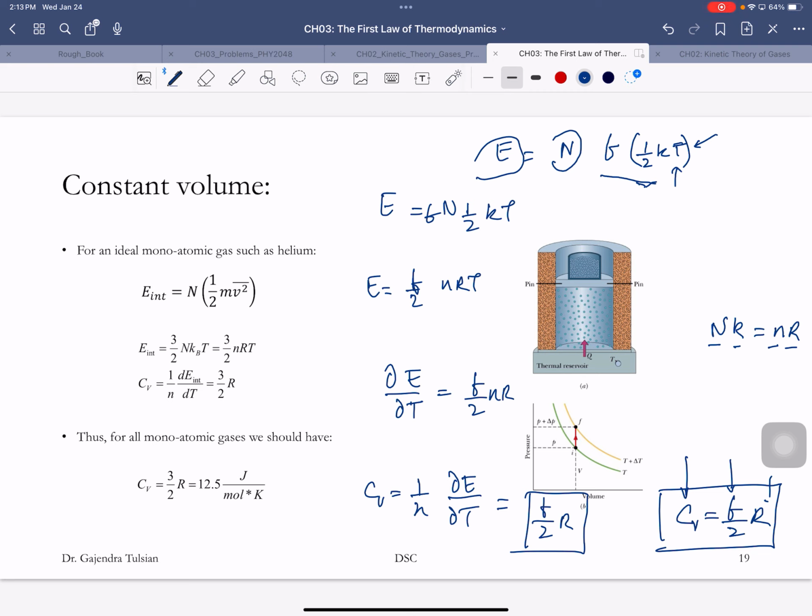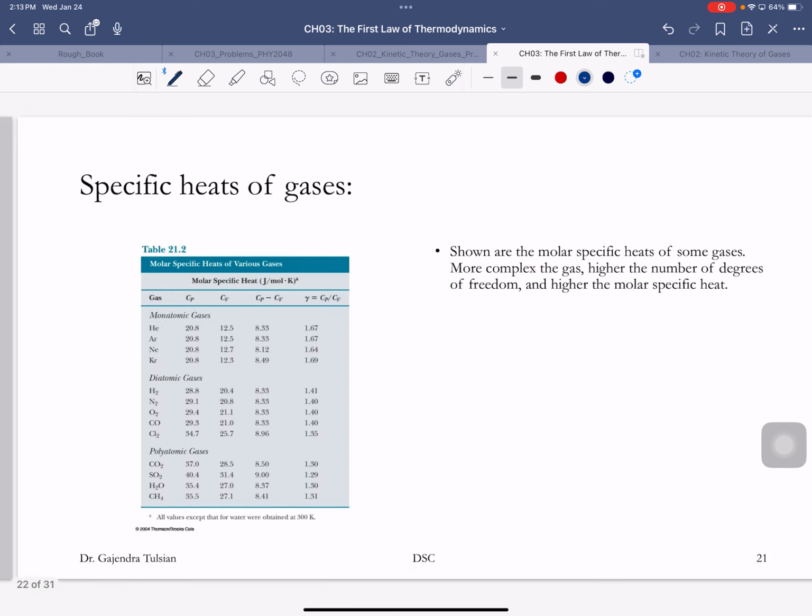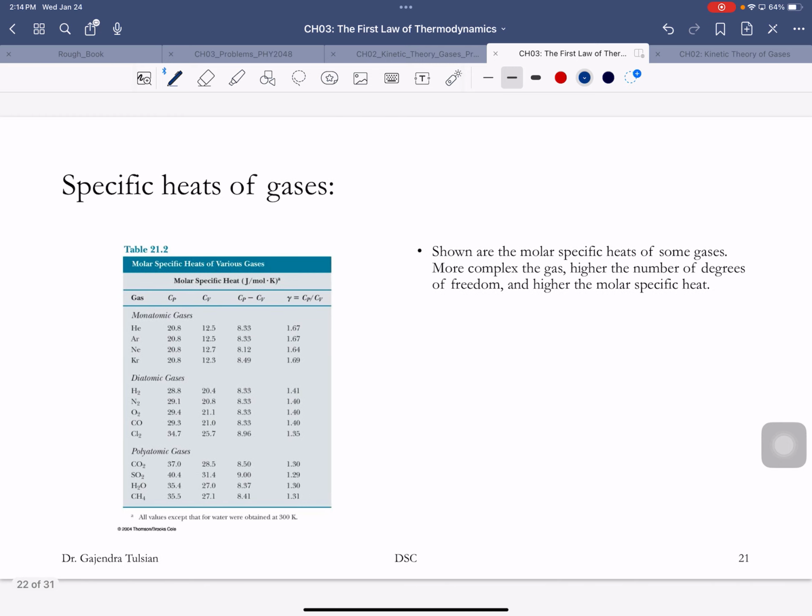All right. So for monoatomic gases, F is 3. So here's Cv: this is 3 by 2 R. For diatomic gases at room temperature, it's 5/2 R. And for more complex molecules, there are higher degrees of freedom and Cv is higher. So this is 3/2 R, this is 5/2 R, and this is F greater than 5.